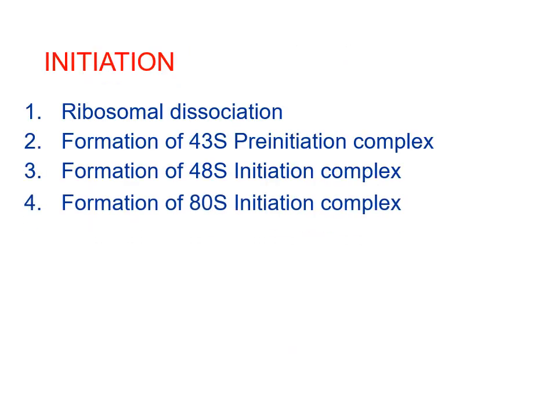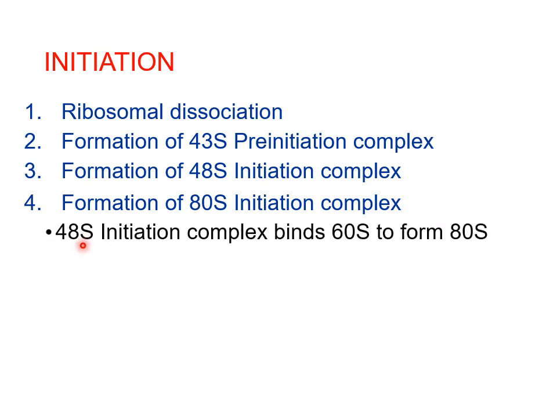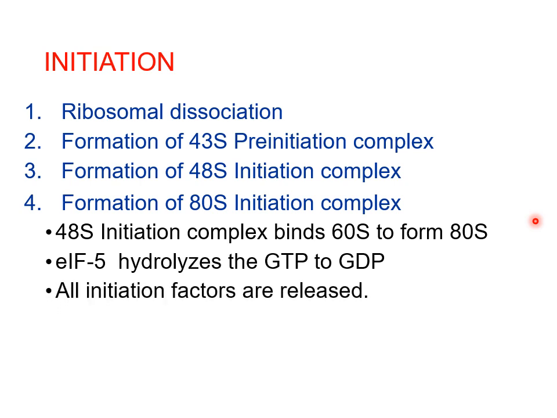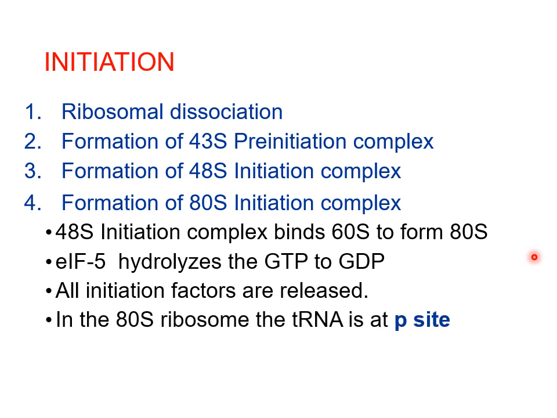To repeat once again, the 80S initiation complex is formed when the 48S initiation complex binds to the 60S subunit. This occurs with the help of eukaryotic initiation factor 5, which hydrolyzes the GTP to GDP attached to eukaryotic initiation factor 2. During this process, all the initiation factors are released. At this point, the 80S ribosome is formed and it has the 3 imaginary sites.